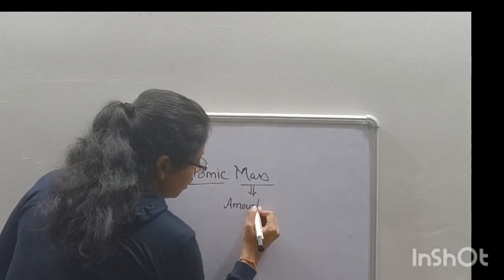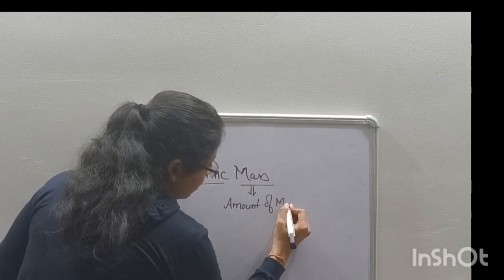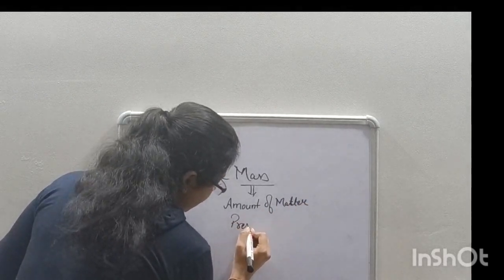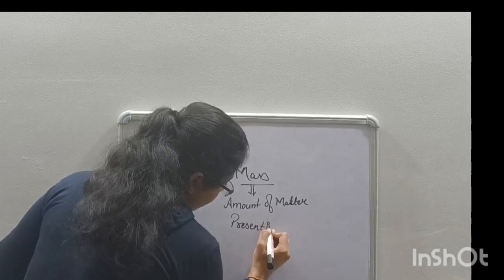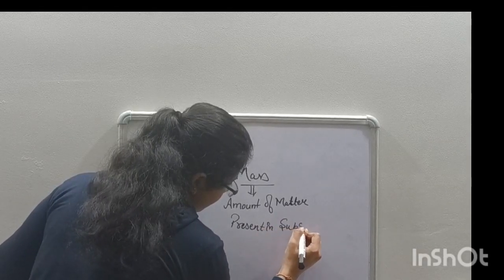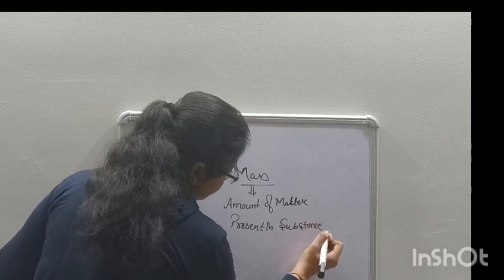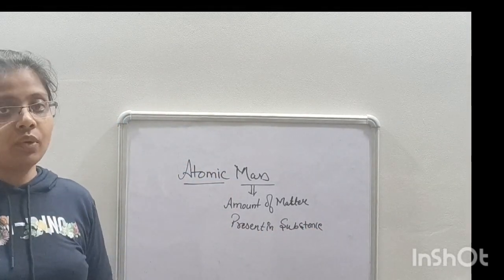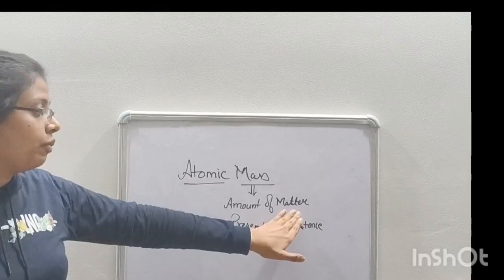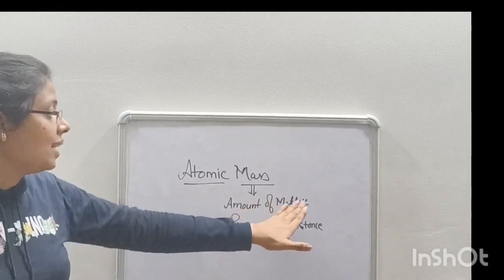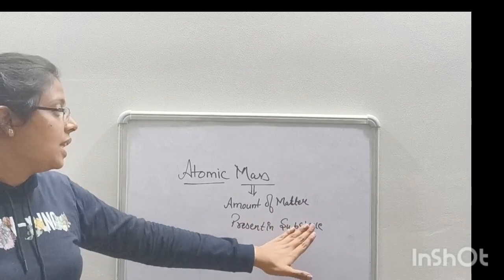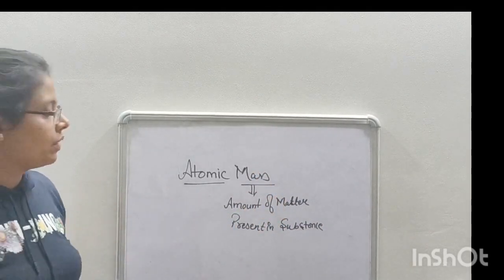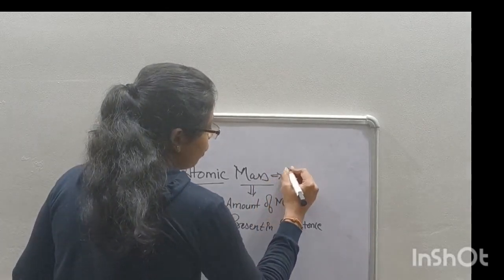Amount of matter present in the substance. We know that everything present in our surrounding is made up of matter. So the amount of that matter present in the substance is represented by its mass. And what is the SI unit of mass? Its SI unit is kg.